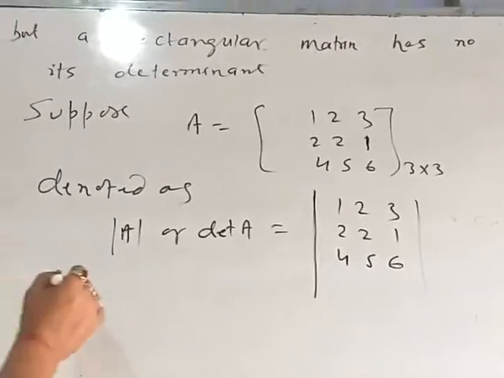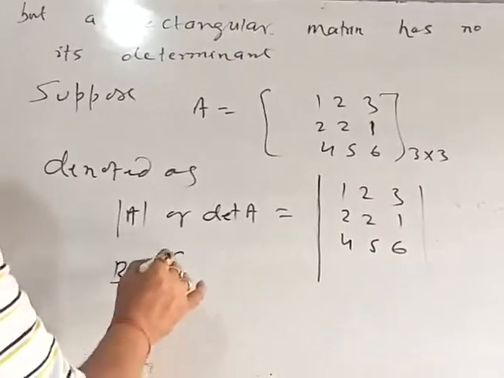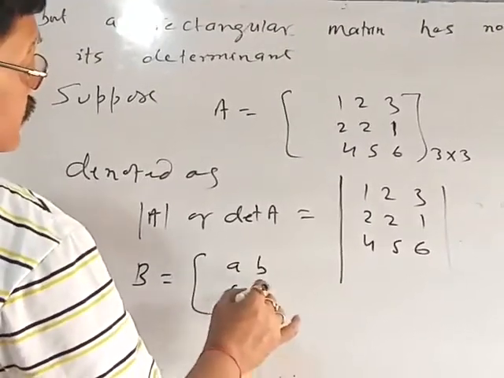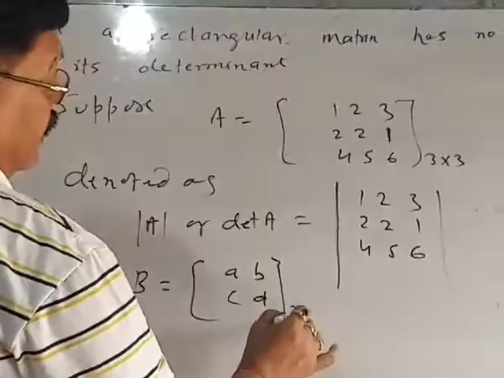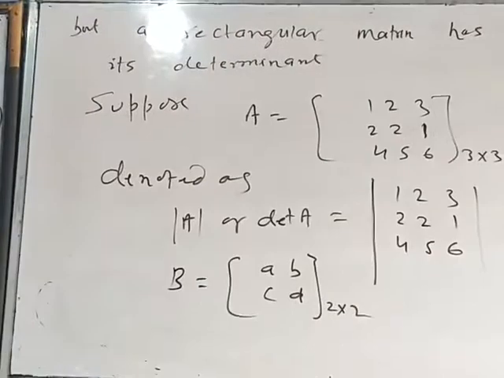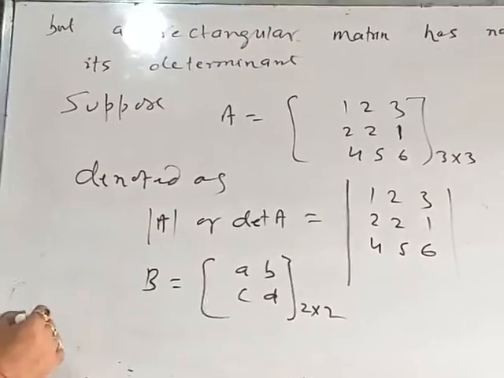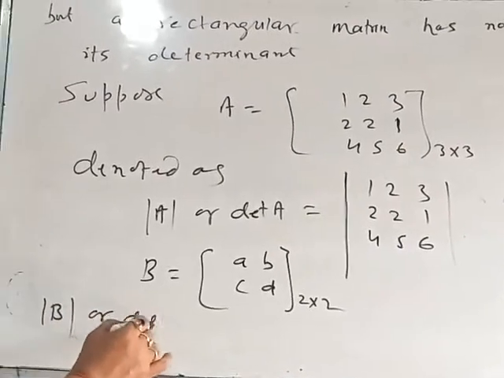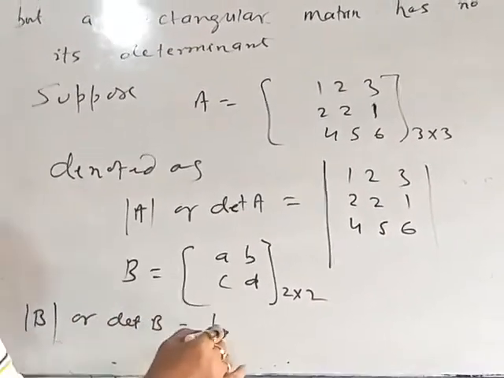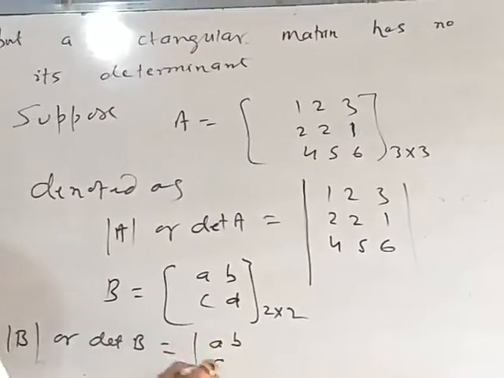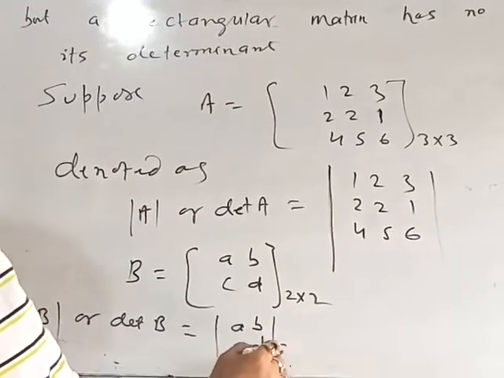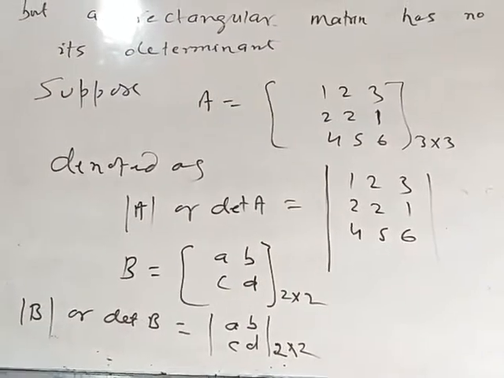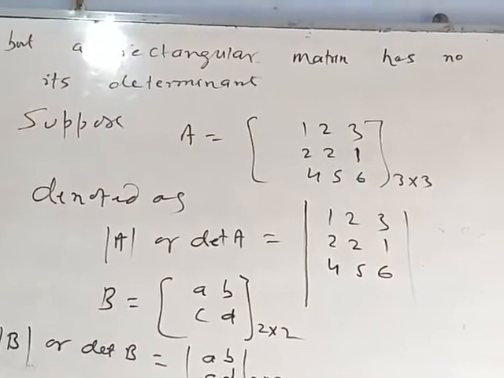If B is a square matrix a, b, c, d of 2 by 2, then its determinant B, or det B, we can write in this way: a, b, c, d, 2 by 2. So any square matrix has a determinant.